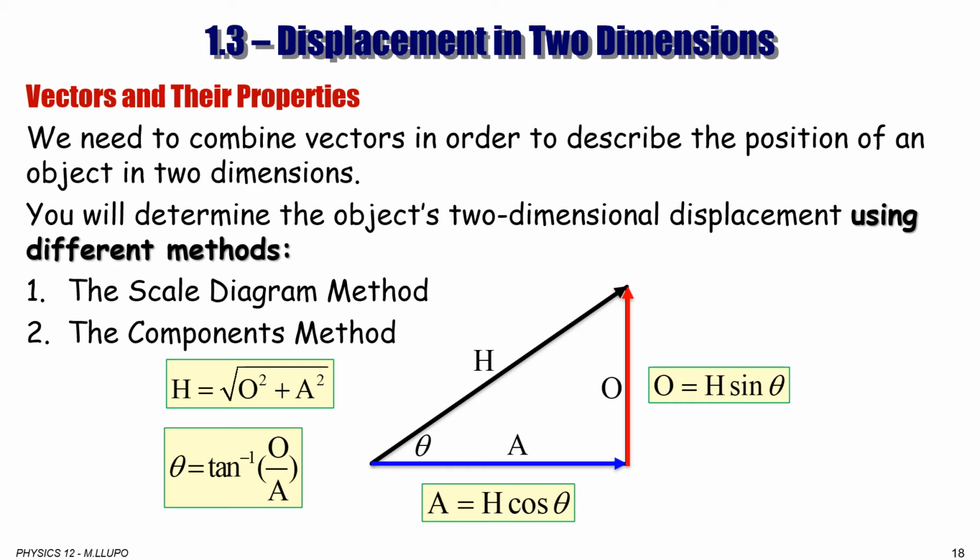Or if you want to find the opposite and you have the hypotenuse and angle theta, you can use the formula: opposite is equal to hypotenuse times sine theta, and adjacent is equal to hypotenuse times cosine theta. However, the problem here is how to remember, how to know 100% which component to use, sine or cosine, for which side, how to determine.